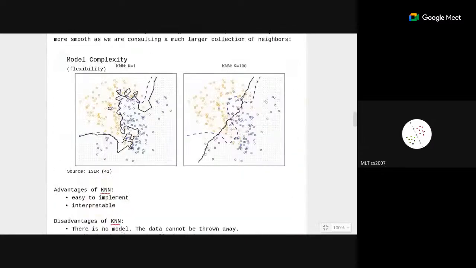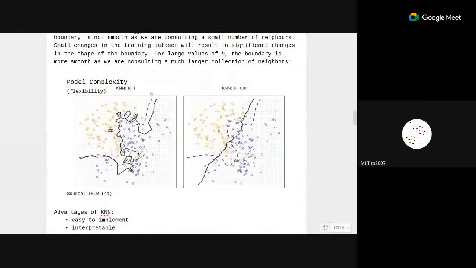Okay, so this is how you choose k. Again, you cross-validate for k. You try out different values, and whichever value of k returns the lowest error on your validation set, or in cross-validation, that is the value of k you choose.